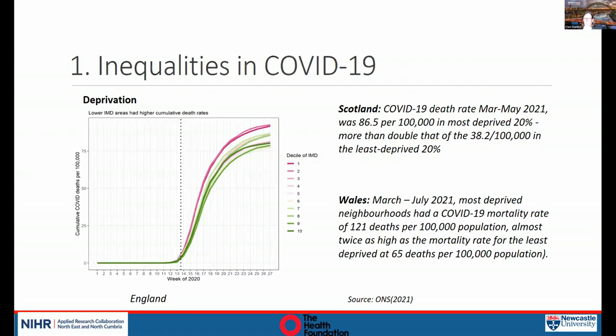And to put that into some kind of context, then looking across to our neighbouring countries in Scotland and Wales, we could see, for example, in Wales during the second year of the pandemic, March to July 21, the most deprived neighbourhoods had a mortality rate that was 121 deaths per 100,000, which is almost twice as high as the least deprived. We see this in Scotland, England, and we can also see these relationships in data from other countries. We've recently completed a systematic review showing that this is a fairly consistent finding across all high-income countries.